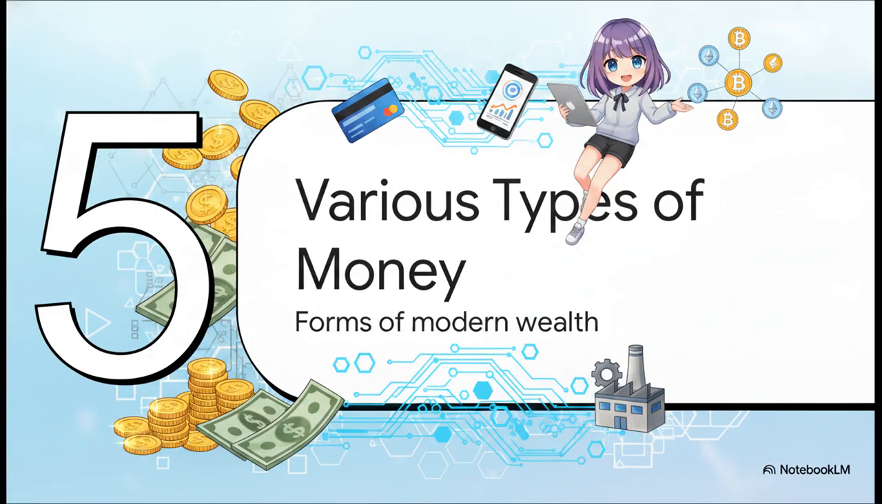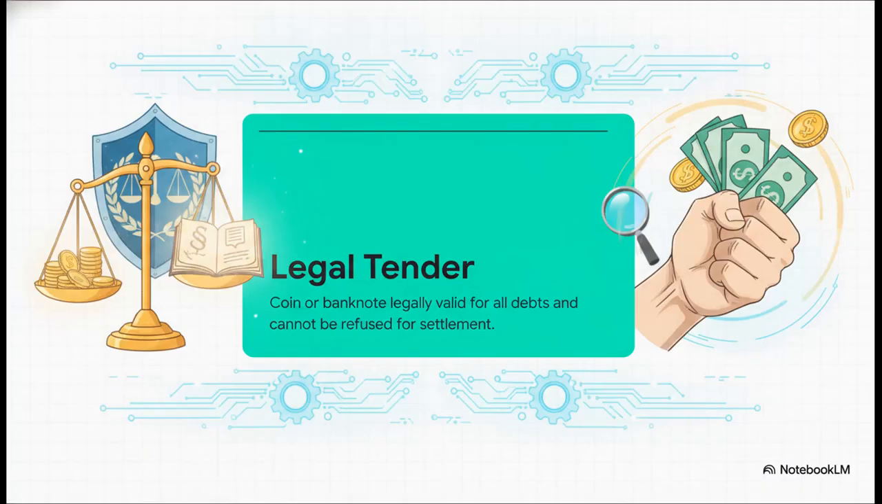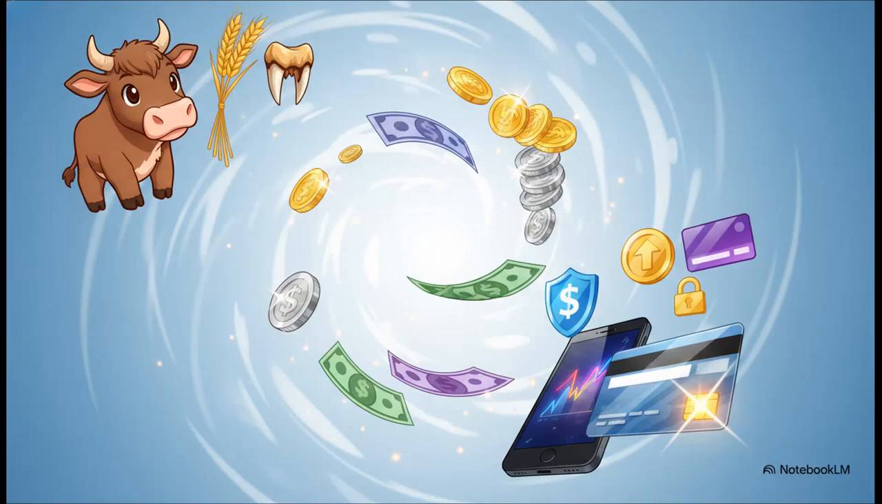Which brings us perfectly to Section 5, various types of money, the forms of modern wealth. Now, before we look at the specific types, we absolutely have to grasp the concept of legal tender. A legal tender is a coin or banknote backed by the ultimate power of law. It's legally valid for the discharge of debt or any obligation throughout the entire country. And here is the real kicker. It cannot be refused by any citizen for the settlement of a transaction. It is legally bulletproof.